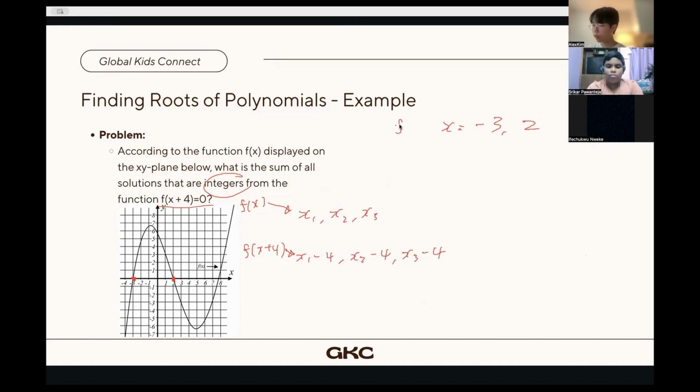But this is only for our original f of x function. Now we need to find the solution of our new shifted f of x function, which will be, let's say, x prime, for example. Then the solution for that is just these solutions, but we decrease them by a magnitude of 4 so that we get -7 and -2. And so we know these two new solutions of the shifted function, and we need to find the sum of these two. If we add these two up, we get a value of -9, which will be our final answer.